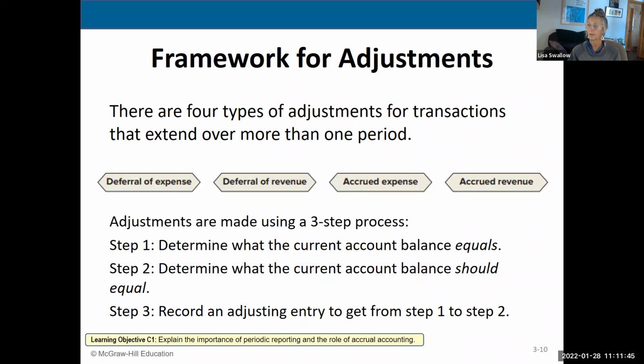So adjustments are made at the end of the period. And again, here's the 4 types that we're going to be working on. Deferred expense, also called prepaid expense. Deferred revenue, also called unearned revenue. And then accrued expenses and accrued revenue. So the action has happened now and the money's going to follow.